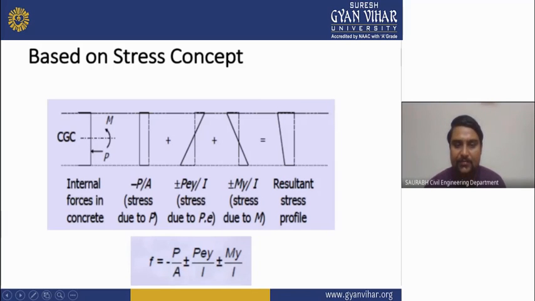And here f will be equal to minus P upon A, plus minus Pey upon I, and plus minus My upon I.